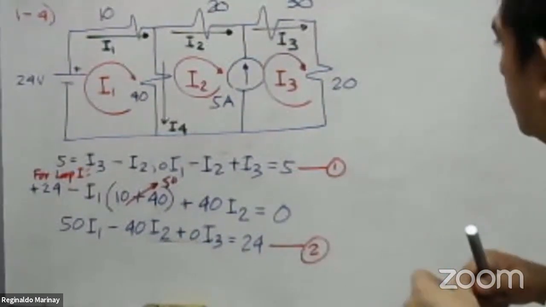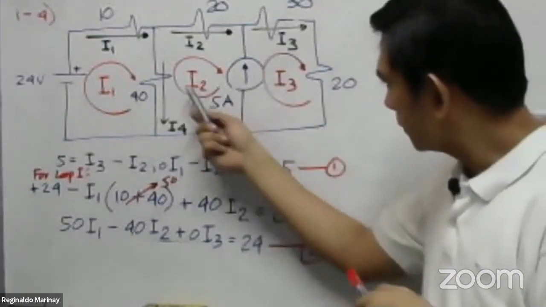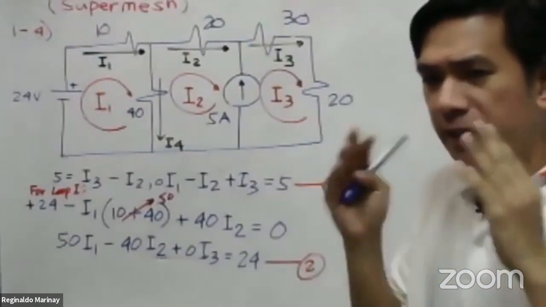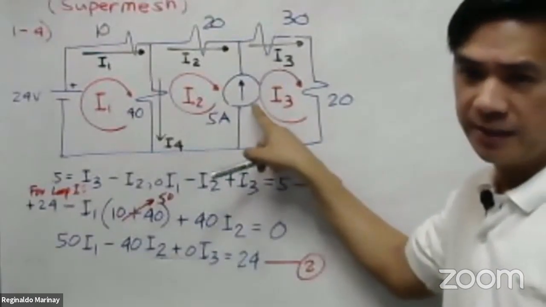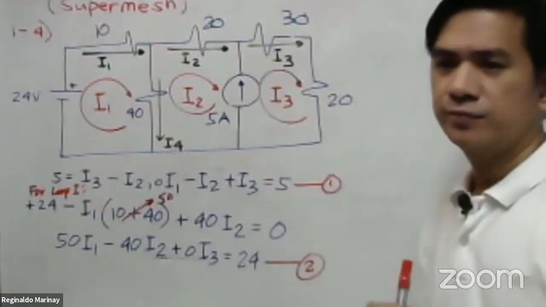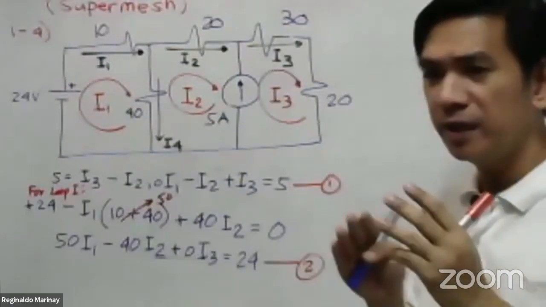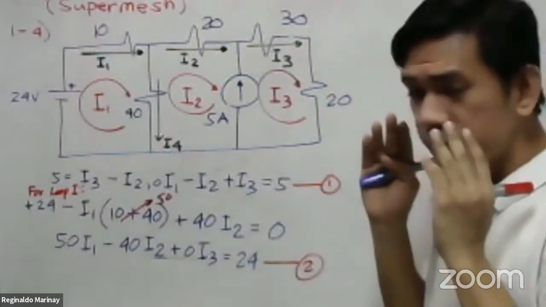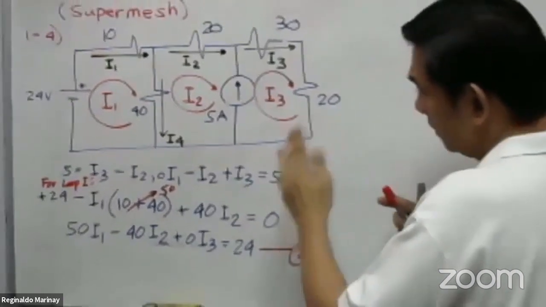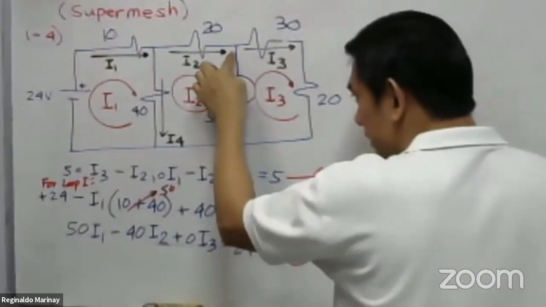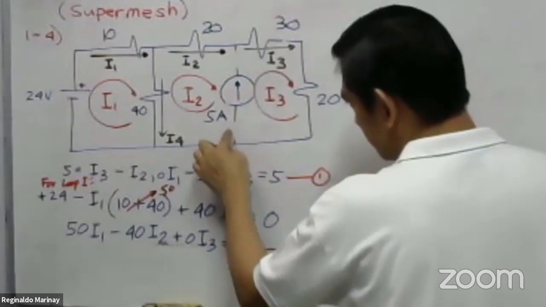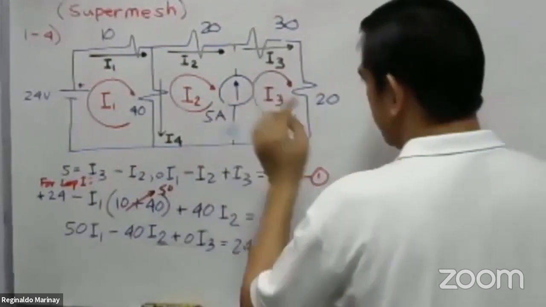We have here loop number 2 and loop number 3. Always remember that if we have an independent current source, just like our 5 ampere here, you should avoid this current source when doing Kirchhoff's voltage law. What do I mean? For the meantime, we will disregard the 5 ampere source here. Let us forget this first.